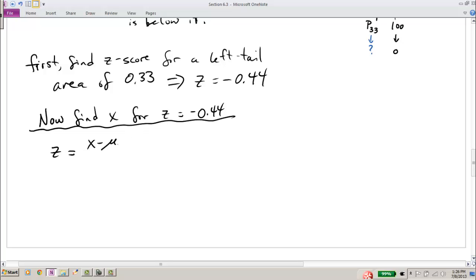Here's our z-score formula, x minus mu over sigma. Now it's the x that's the unknown, so when I plug in the things I do know about this distribution, the z-score negative 0.44 is equal to x minus 100 over 16. And now we just have to do a little bit of algebra to solve this. I want to solve for x. I'm going to start by clearing denominators. I'm going to multiply both sides by 16.